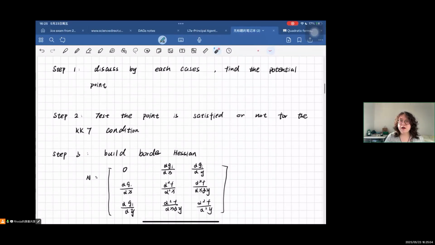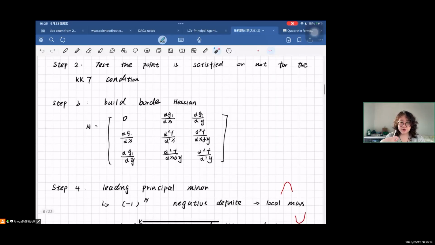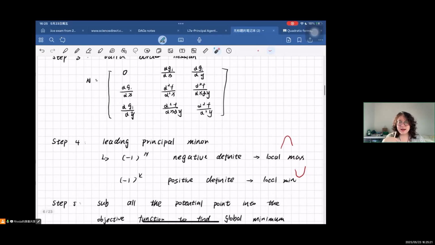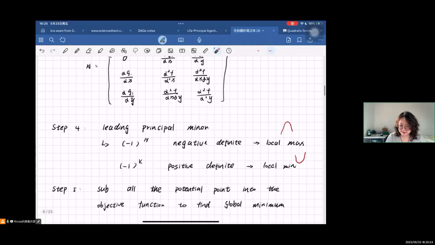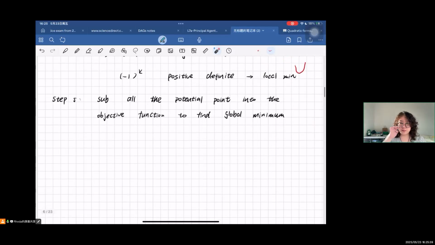So the logic of the KKT question is just, step 1, discuss each case and find the potential points. Then test whether it satisfies the KKT condition or not. If not, it's not feasible. If yes, go to step 3, build the bordered Hessian and test using the leading principal minors. If it's negative definite, the shape is like this, so we have the local maximum. If it's positive definite, it's shaped like this, we have the local minimum. And step 5, just substitute them into the objective function to find the global minimum.